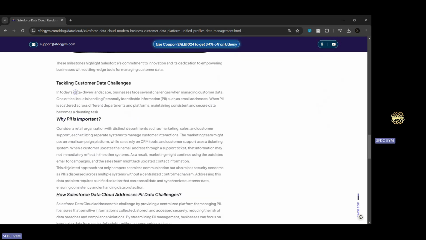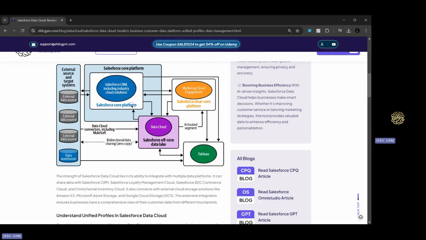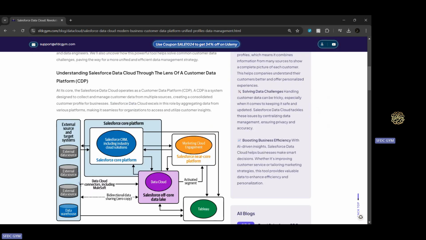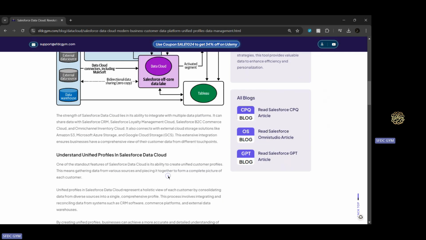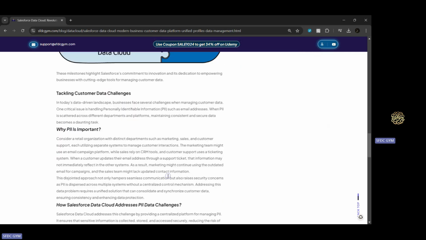Now let's move to the next section, which is customer data challenges. If you notice, multiple data sources are connected to Data Cloud, and the volume of data is in terabytes. Whenever we work on that much data, we have many challenges to handle. One of the challenges is to identify a customer.